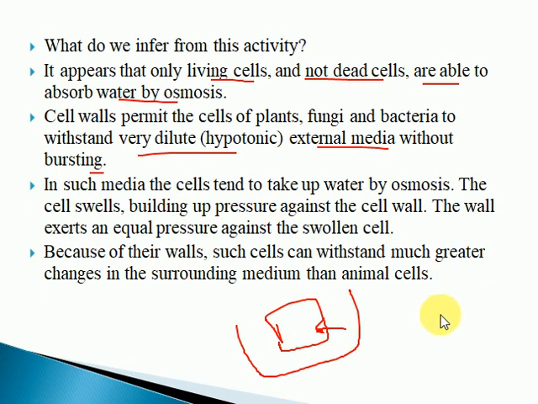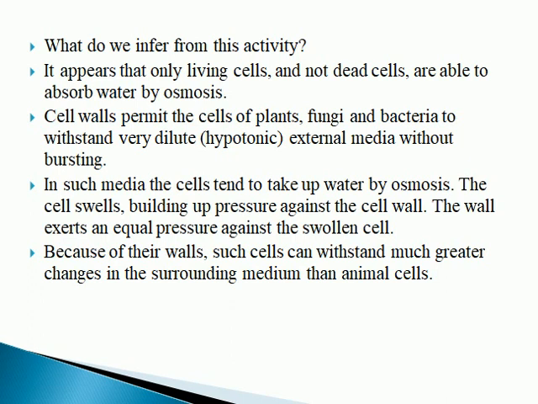Okay, I told you that if you keep a cell in a hypotonic solution, then water enters through osmosis and it becomes turgid and finally it bursts. But plant cells, because they have the cell wall, do not burst. The plant cells are able to withstand the hypotonic solutions. In such media, the cells tend to take up water by osmosis. The cell swells, building up pressure against the cell wall. The wall exerts an equal pressure against the swollen cell.